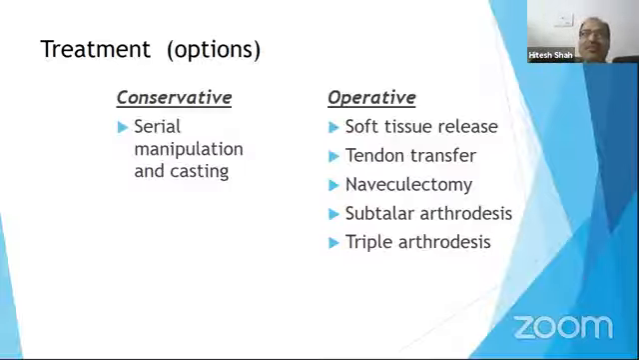So the extent of the surgery required would be a little less. Okay, so you can do manipulation and casting, but again, in the older age group, even Matthew Dobbs and other people don't have a good result beyond 2 to 3 years of age. So other operative intervention would be required. Those options include soft tissue release, tendon transfer, naviculectomy, subtalar or triple arthrodesis, depending on the age of the child.